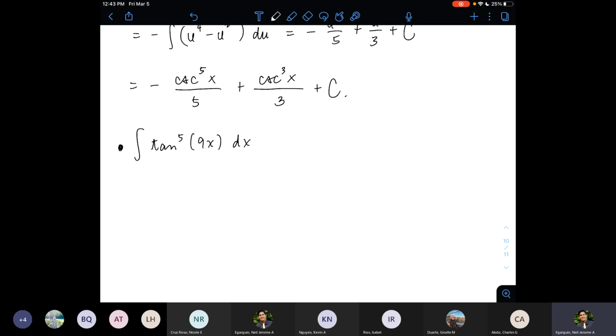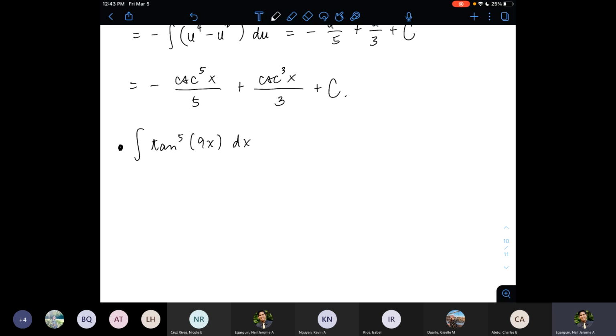But the second asterisk requires that there are at least 2 powers for secant, right? Because that asterisk requires us to reserve a secant tangent for the du. But unfortunately here, tangent is alone by itself. So I cannot isolate a secant tangent in preparation for the du. So that means this will fall under the third asterisk instead. We are left alone in the dark.